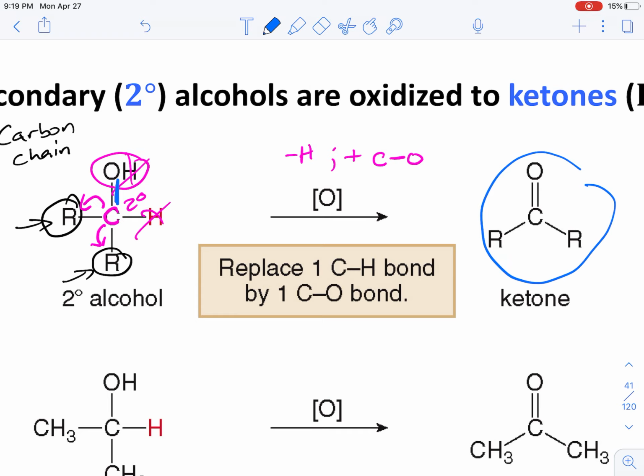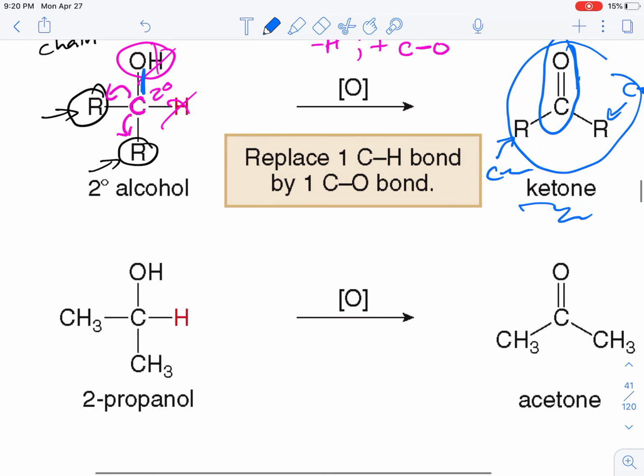Notice that all of the hydrogens were gone in the secondary alcohol, and it's going to produce a ketone. A ketone is another functional group that's typically found somewhere within an organic compound. These R groups are representing carbons, or some type of carbon chain. It doesn't really matter what that carbon chain is. One example of this secondary alcohol is 2-propanol.